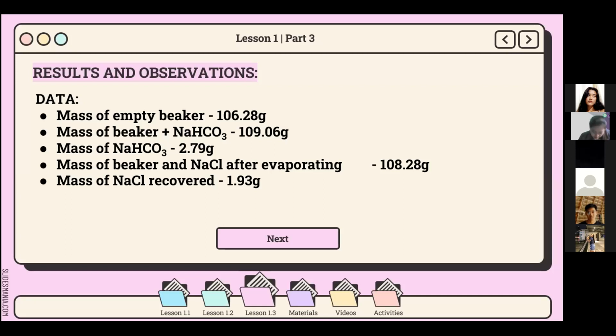When you say recovered, that's the actual yield. 108.28 minus the mass of the empty beaker, that's 106.28. That should be 2. Okay, please take note. The mass of the sodium chloride recovered there should be 2 grams. That is your actual yield. After heating, after the evaporation process, that's the mass of the NaCl recovered. Okay?